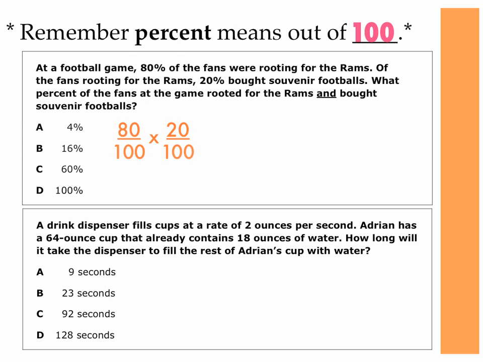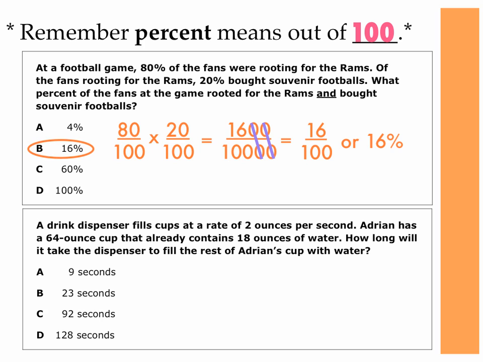The percent, 80% can be written as 80 over 100. 20% can be written as 20 over 100. We can multiply these two numbers because it says of the fans rooting for the Rams, 20% bought souvenir footballs. So of indicates we need to multiply. Well, 80 times 20 is 1,600, and 100 times 100 is 10,000. I'm going to cross out my 2 zeros at the end because they're both in the numerator and the denominator, which gives me a ratio of 16 over 100. Well, 16 over 100, if percent means out of 100, can be rewritten as 16%. So my answer is B.